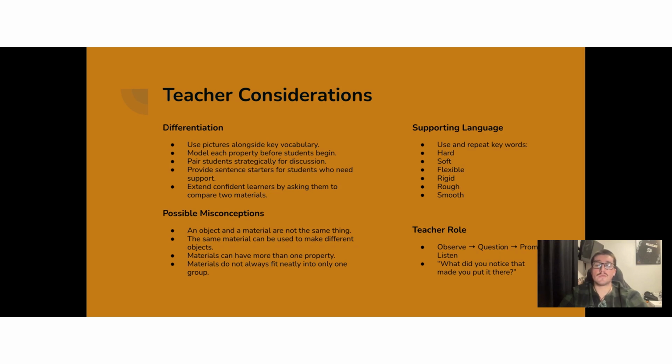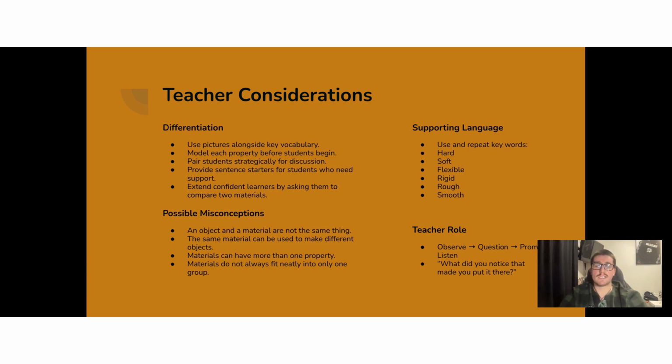For example, saying spoon is a material instead of recognizing that the spoon is made from metal. Students might also assume that a material can only have one property. I would reinforce that something can be both hard and smooth, for example. Another consideration is that some properties are relative. Something might seem flexible compared with wood, but rigid compared with rubber.